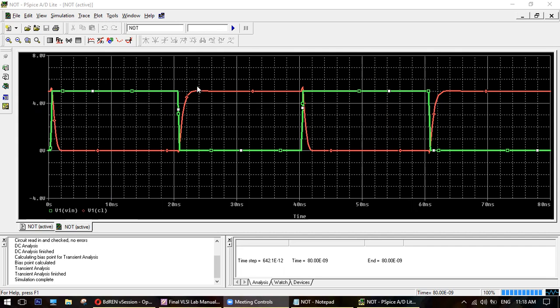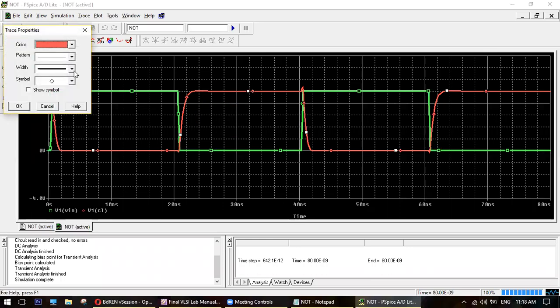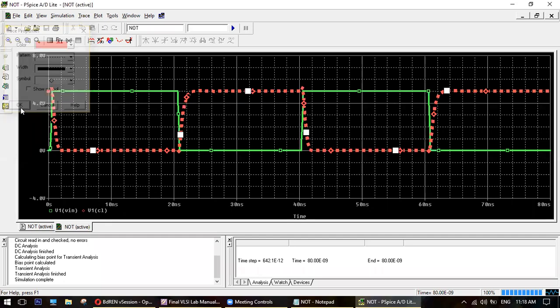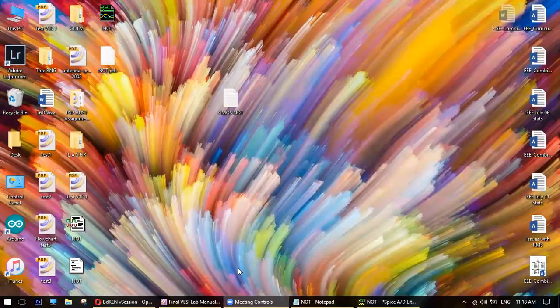You can make it bigger. If you click the graph and right click, you will get information and properties. If I click the properties, you can change the shape of the graph. You can make it like this, your wish, no problem, for visibility purposes.